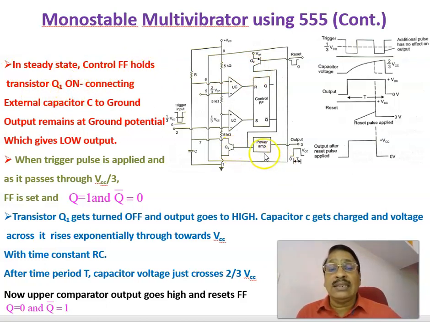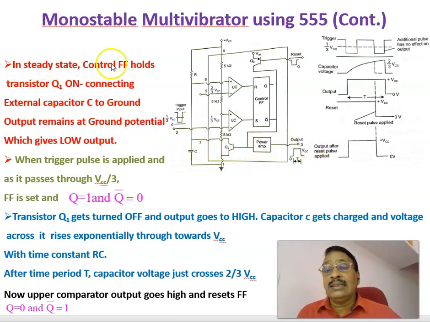Initially, we are assuming that under steady state condition, the flip-flop holds the transistor Q1 on, and the output is low. Output is low, that is called the stable state. Output is low here means this will become high, because this is an inverter. As this becomes high, the transistor is on. As this transistor is on, the capacitor voltage is shunted, so the capacitor voltage becomes 0. Therefore, initially the capacitor voltage is equal to 0 because the switch Q1 is on, coming across the capacitor, and the output is equal to 0.